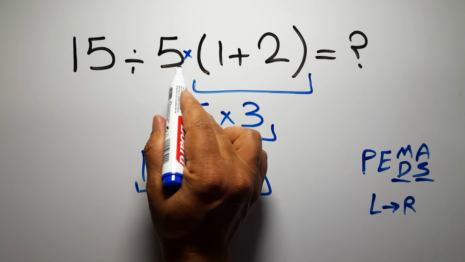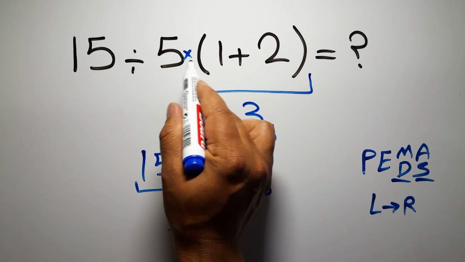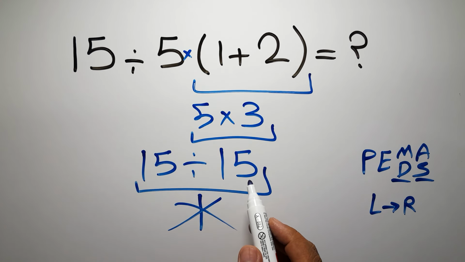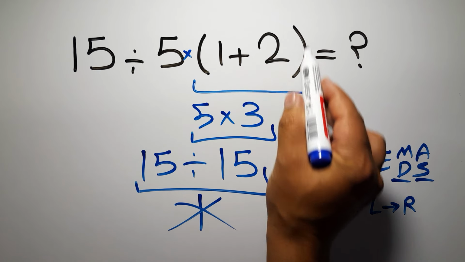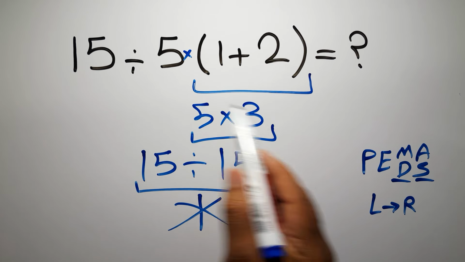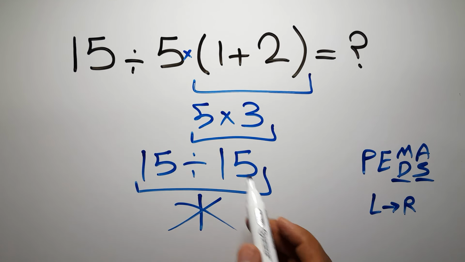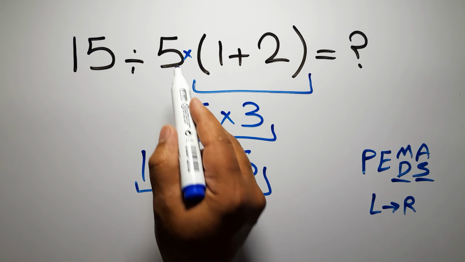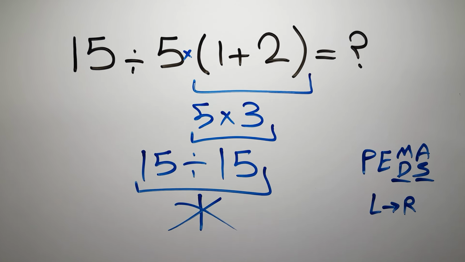Here we have a multiplication because in mathematics, when a number is placed next to parentheses, it means multiplication, and we usually don't write the multiplication sign for brevity. Okay, so according to PEMDAS, first we have to do this parentheses, then this division, and finally this multiplication. If you do this multiplication before this division, it is wrong.